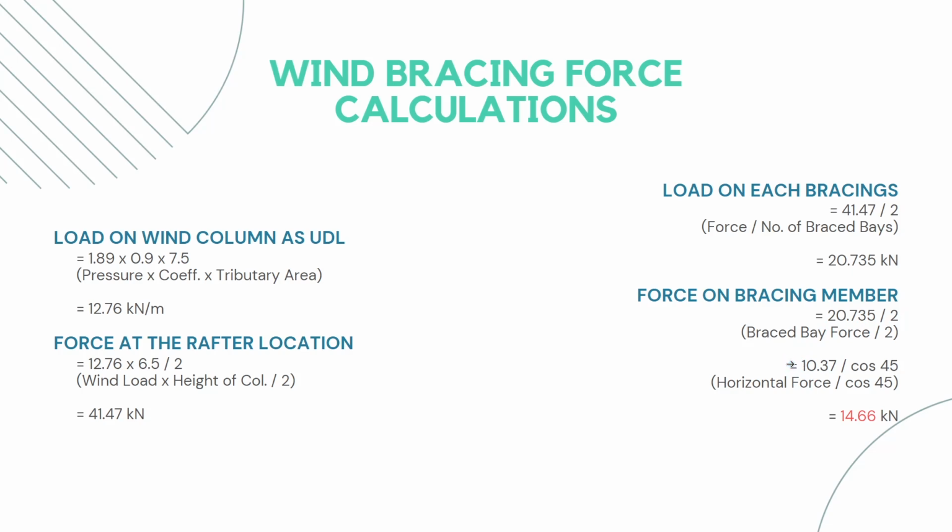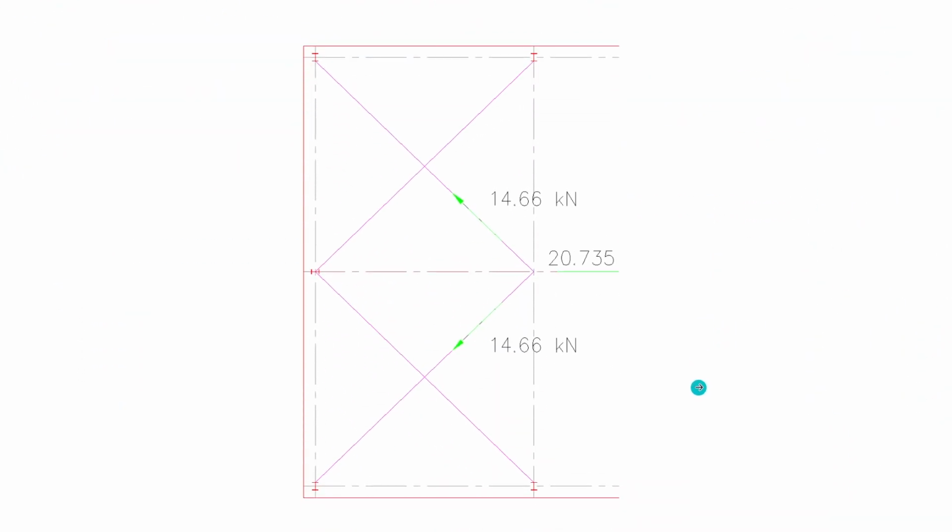As these rods are oriented diagonally, we need to resolve the force which is traveling straight into the direction of the bracing. So, considering the bracing makes 45 degrees with the strut tube, bracing force is equal to 10.37 divided by cos 45 degrees, which is equal to 14.66 kilonewton, and that's our bracing force. So 20.735 per brace bay, and our bracing force would be 14.66 kilonewton.